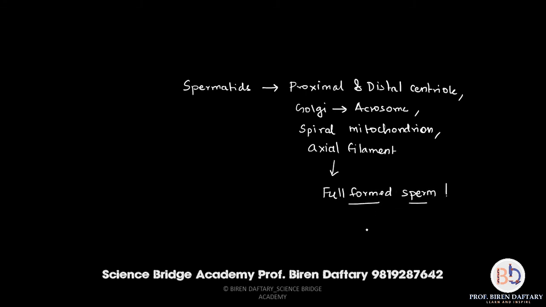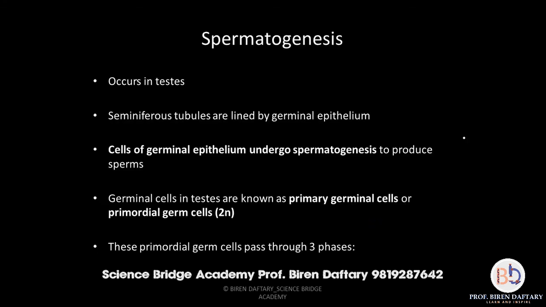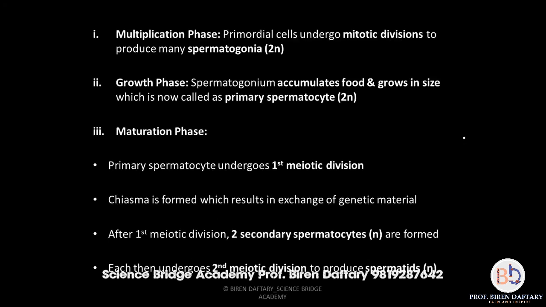Now we will just read the summary of whatever we have learned through the coming slides. Occurs in testes, germinal epithelium gives rise, okay, then there is spermatogenesis, which starts from the primordial germ cells which are diploid, and they pass through three phases: multiplication phase, to produce spermatogonia; growth phase to produce primary spermatocyte; and maturation phase, which will finally give rise to spermatids, which will undergo changes to form the sperms. You can pause the video to read the slides.